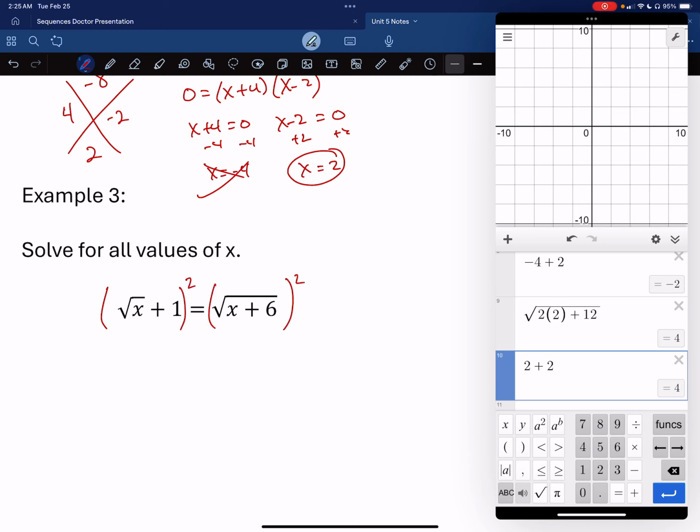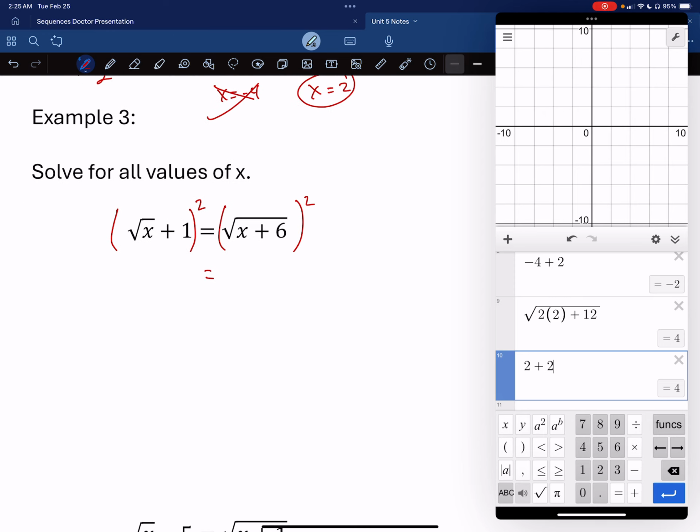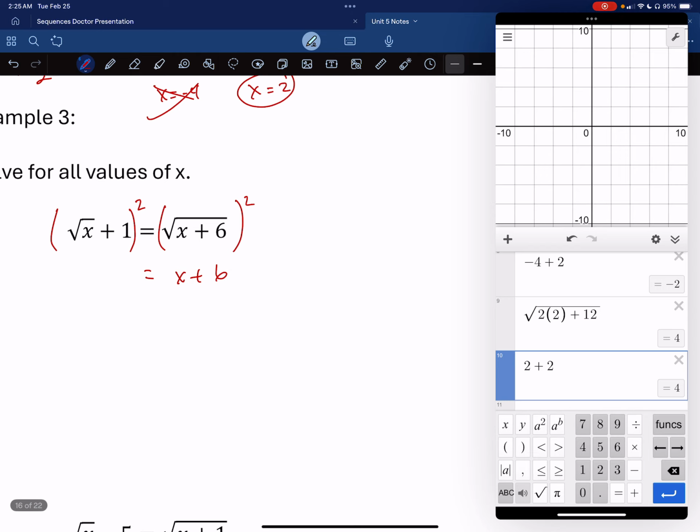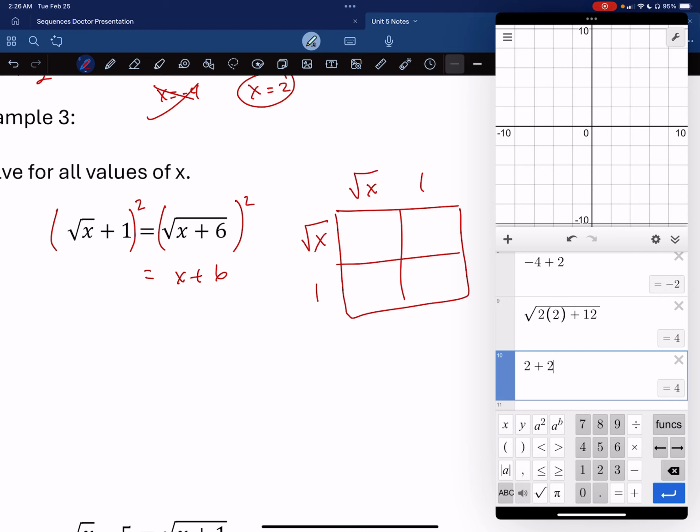Sorry, not multiplying. We're going to be squaring both sides. So this is going to end up on the right hand side, pretty easy. It's just going to be x plus x. On the left hand side, we're going to get square root of x, positive 1, square root of x, positive 1.